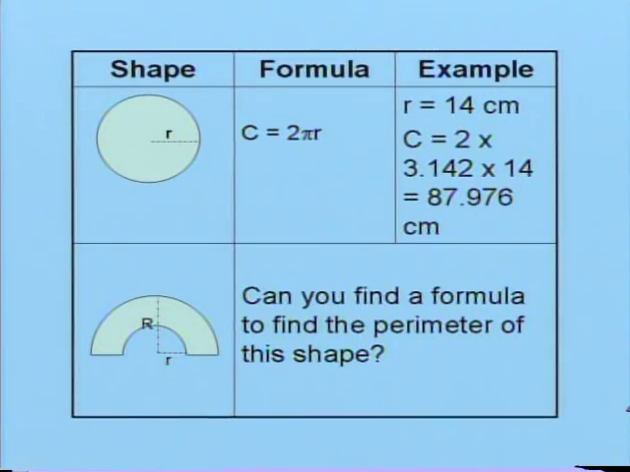In this example, we have a circle. Circle has a radius r. The formula for finding the distance around the circle, that distance around has a special name which we call circumference. We represent circumference with c. So the circumference is calculated as 2 pi r.